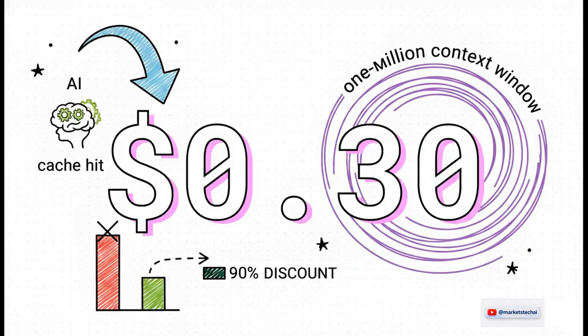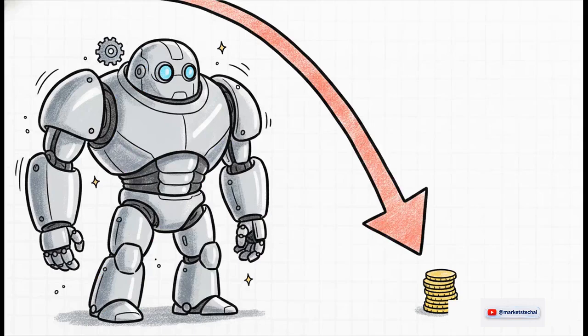If you hit the cache, it drops the input price all the way down to just 30 cents per million tokens. That is a 90% discount, and that discount applies evenly across the entire 1 million context window. Which completely changes the math. With a typical ratio of cached inputs to outputs, your blended rate drops to roughly $2.31 per million tokens.